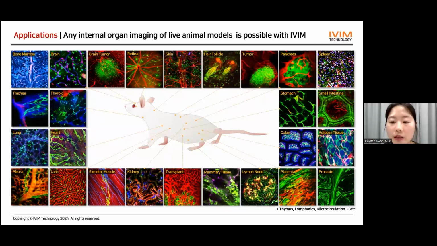Using IVIM Technology's in vivo microscope, we continuously optimize the methods for imaging a wide range of small animals, including mice, rats, and ferrets, allowing for the unrestricted imaging of multiple organs. This not only extends to the visualization of cancer animal models using the dorsal skin fold chamber, but also encompasses various other applications.